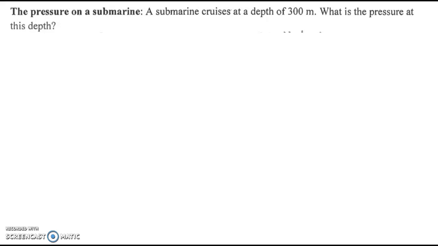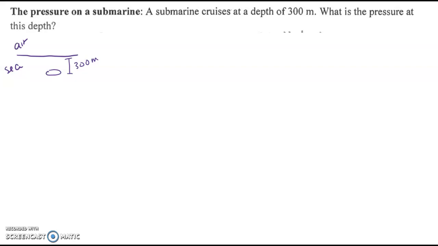All right, so what is the first step in problem solving? Right, drawing a diagram. So what we've got here is, we'll draw that line there representing the boundary between the above air and the underneath sea. And then we've got our submarine at a depth of 300 meters. All right, so there's our sketch. We want to determine the pressure at this depth.